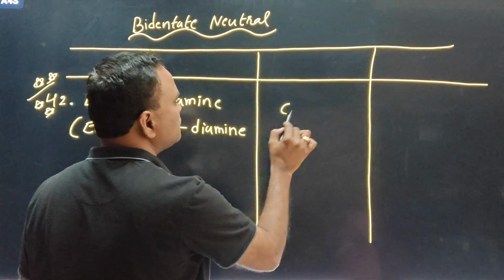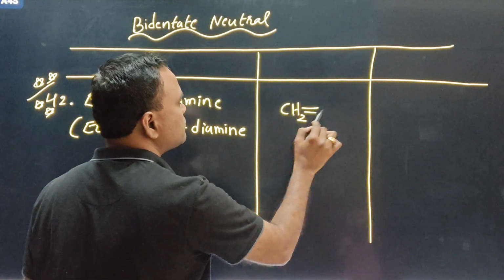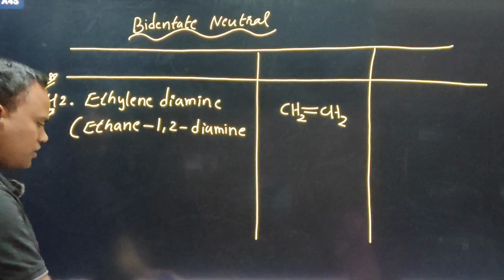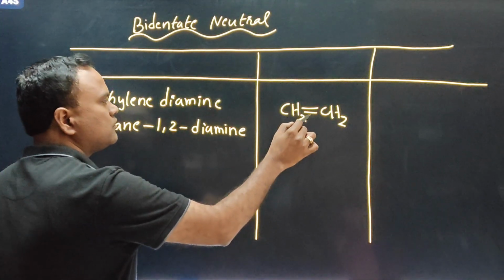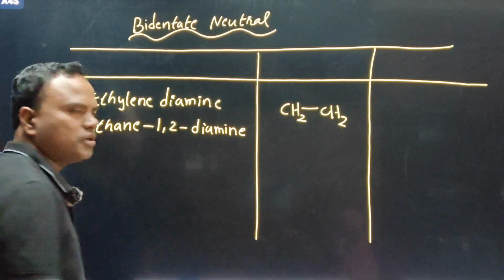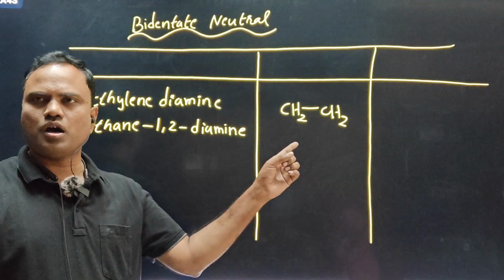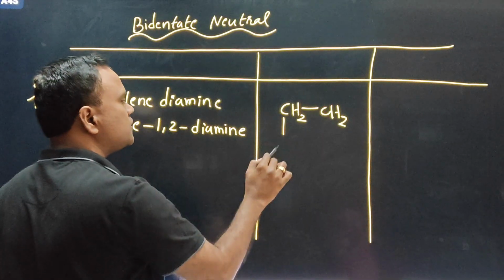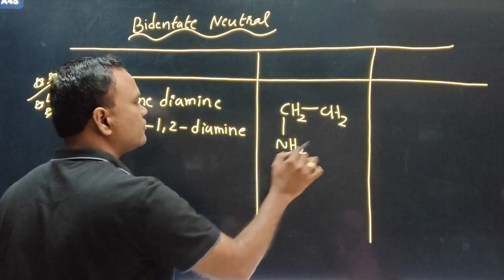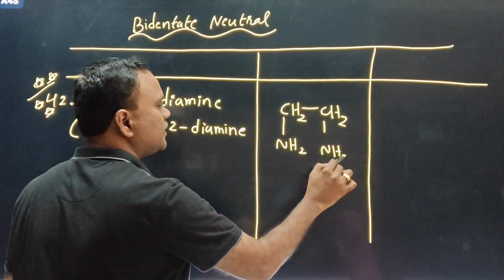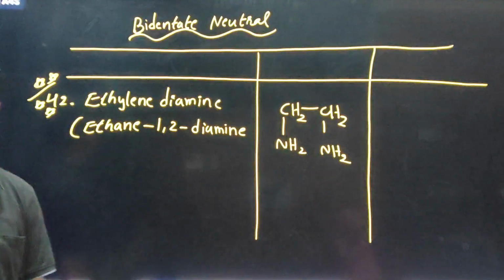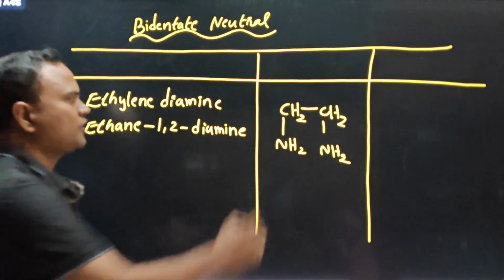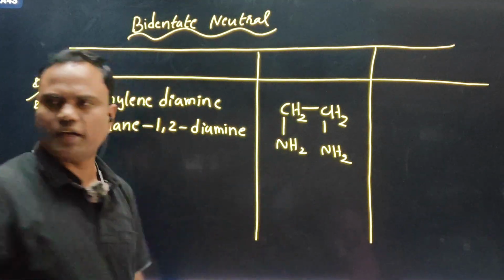You know ethylene? What is ethylene? CH2 double bond CH2. This is ethylene. In ethylene, remove one bond. Now the carbon valence is not satisfied, right? So what do we have to do? We have to attach another group, NH2. Ethylene diamine: ethylene, and amino group, diamine.